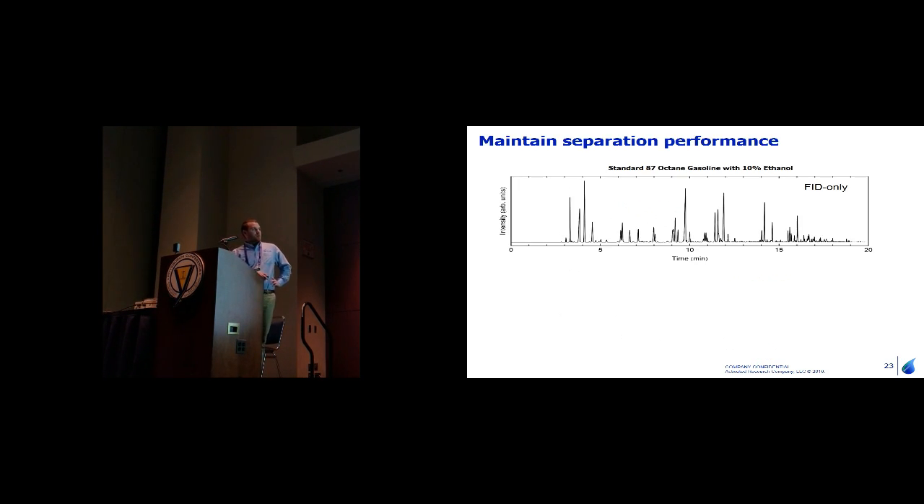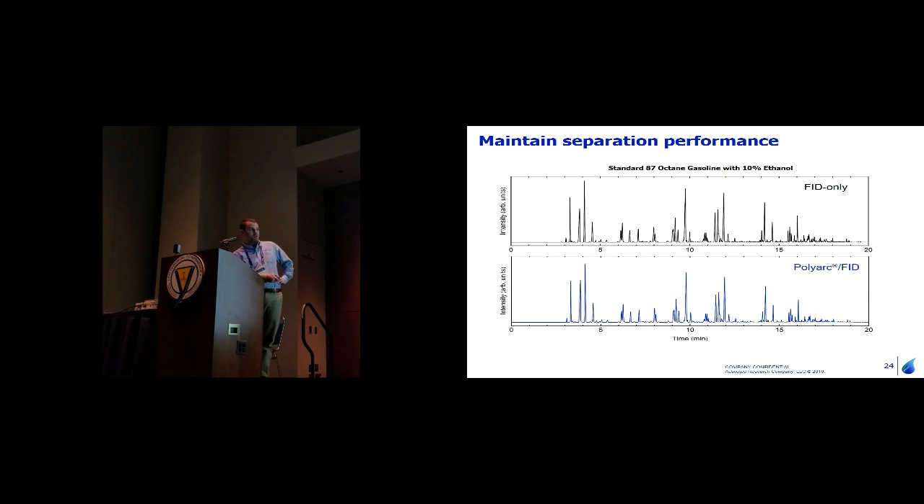So here's an example of a sample with hundreds of different compounds. This is 87 octane gasoline with 10% ethanol. And with the FID only, we see all of our peaks. With the Polyarc, we see a very, very similar separation. So we're not affecting your separation performance or your chromatography. And that's critical, of course, that we're putting a reactor in line with your chromatography. We had to make sure that we're not affecting the chromatography. You're getting the same peaks that you would have before in shape, but now they're bigger, more intense because you're converting everything to methane.